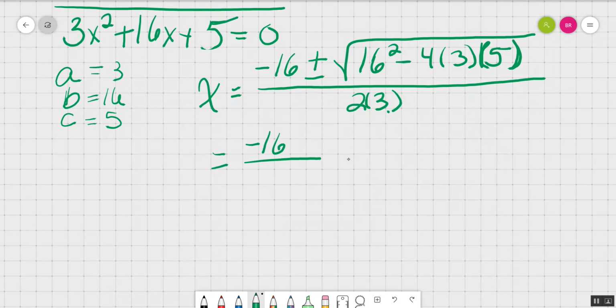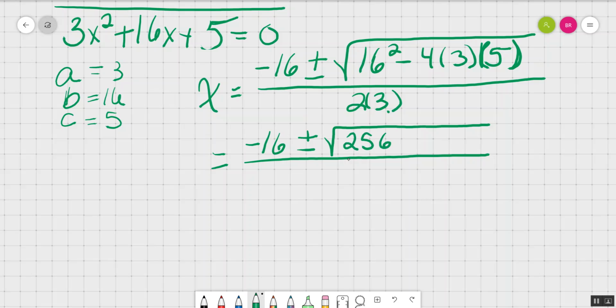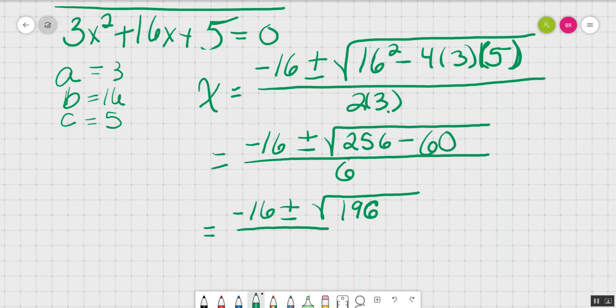Opposite of 16 all over plus or minus the square root of 16 squared, which is 256. That's me doing it in my head slowly. Minus 4 times 3, which is 12, times 5 will totally just give me a 60. That's not bad. Still kind of big, and I'm worried. 2 times 3, 6. Opposite of 16 plus or minus, and now I got to do my subtraction. So take 256 and subtract 60, and you'll get 192. Or no, 196. Where was I getting 2 from?